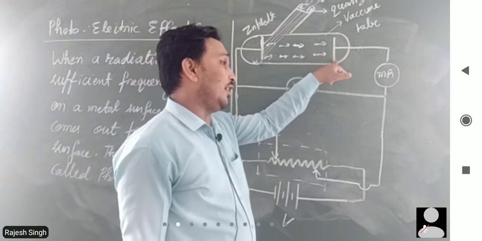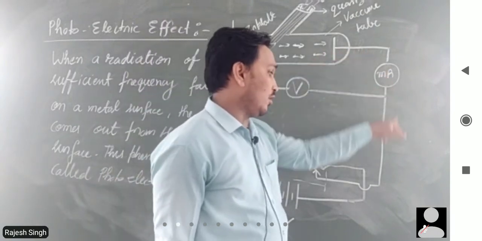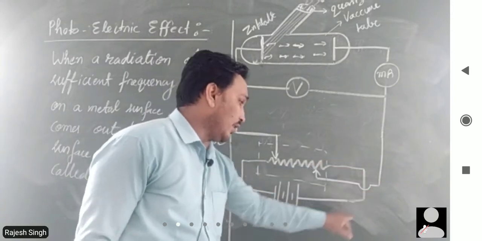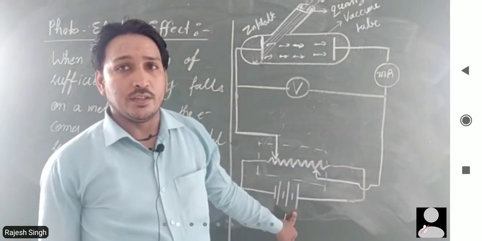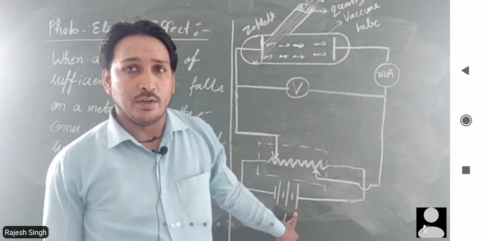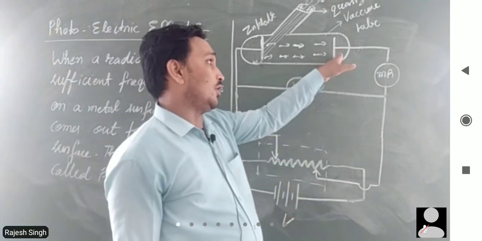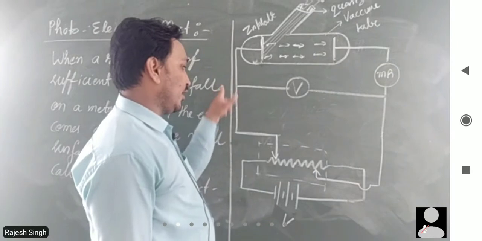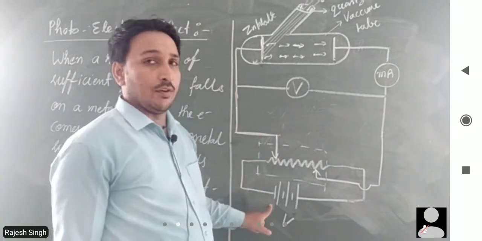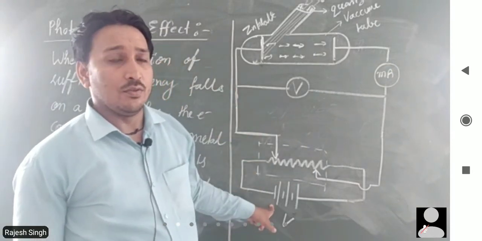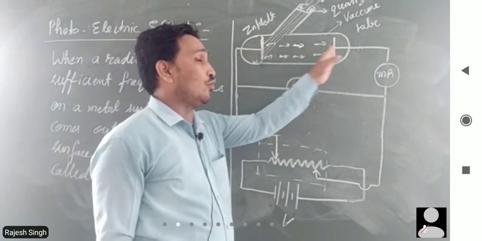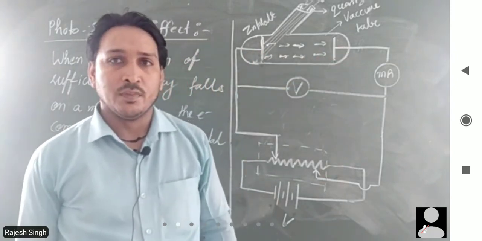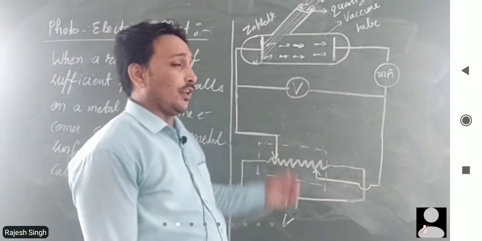Now, why do they reach this plate? Because this plate is connected to the positive terminal of the battery, so this plate is positive. This plate is connected to the negative terminal of the battery. Why is it so? So that electrons get a push from the negative plate and go towards the positive plate. Is it clear? So this is how we study the photoelectric effect.